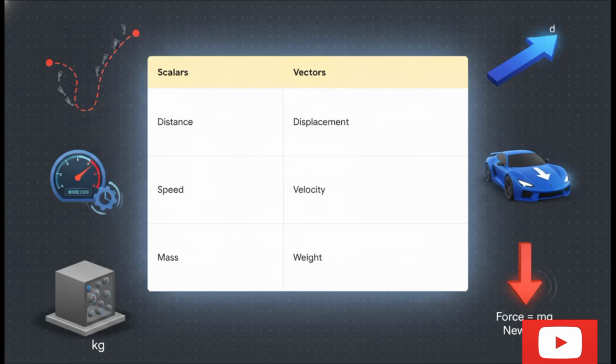The guide lays out exactly what examiners love to test, right here on this table. Take a look at these pairs. Distance is just a length. It's a scalar. But displacement? That's a straight line distance in a very specific direction, making it a vector. Speed is scalar, but velocity is a vector. And guys, here is the biggest trap of them all. Mass versus weight. Mass is just the amount of matter, a scalar, measured in kilograms. Weight is the actual force due to gravity, acting downwards on that mass. So it's a vector, and it's measured in newtons. Never, ever mix those up.